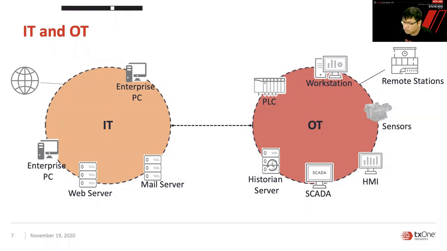On this page, we can see so many things about IT and OT. We know in IT we use enterprise PCs and servers, but on the OT side, there are PLCs, workstations, sensors, HMI, SCADA, many types of devices, and many kinds of sensors for different industries: power, oil, water, wastewater, and manufacturing. Also, in ICS SCADA environments, they have remote stations. So they are very different.